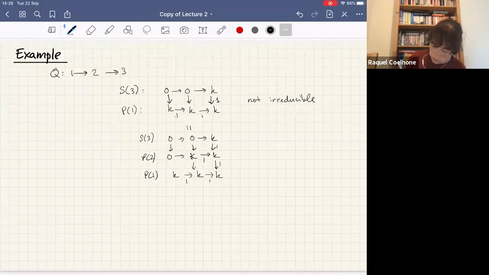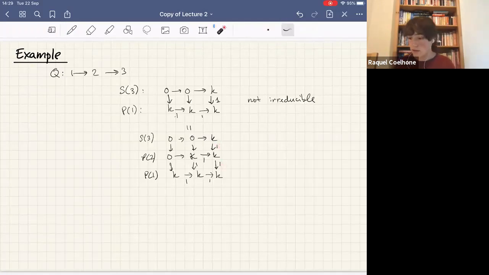Just put ones where you can and zeros elsewhere. Then this is the same map as the above. Okay, so it's not a non-trivial factorization, so it's not reducible. These two maps here are irreducible. Right, okay.